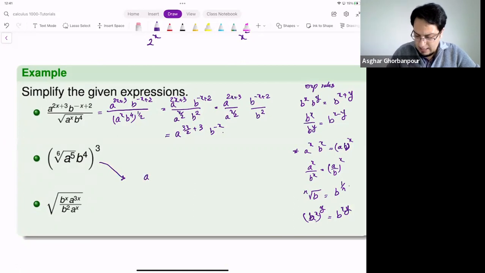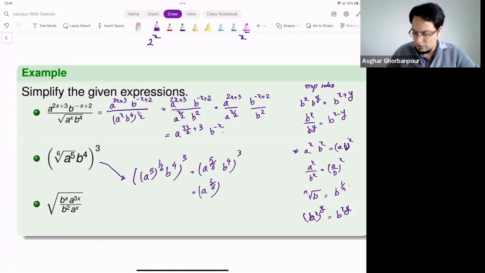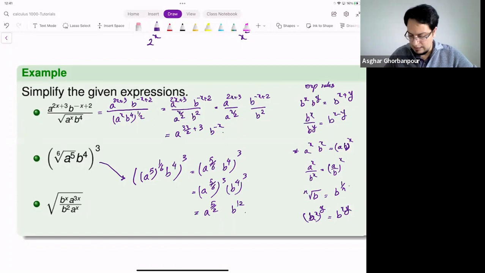Let me maybe do this one very fast. This is a to the power 5, the root goes as 1/6 there, b to the power 4, to the power 3, and this goes as a to the power 5/6, b to the power 4, the whole thing to the power 3. Then expand the power there: this is a to the power 5/6 to the power 3, b to the power 4 to the power 3. And that gives me a to the power 5/6 times 3, which is 5/2, and b to the power 12. And that's how you get those.